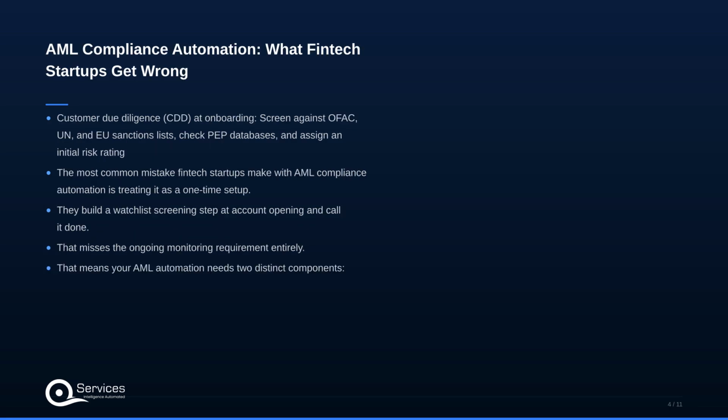Next up, moving on to AML compliance automation, what fintech startups get wrong. The most common mistake fintech startups make with AML compliance automation is treating it as a one-time setup. They build a watchlist screening step at account opening and call it done. That misses the ongoing monitoring requirement entirely. FinCEN's AML program requirements apply to banks and money services businesses and require continuous transaction monitoring, not just screening at onboarding. That means your AML automation needs two distinct components.